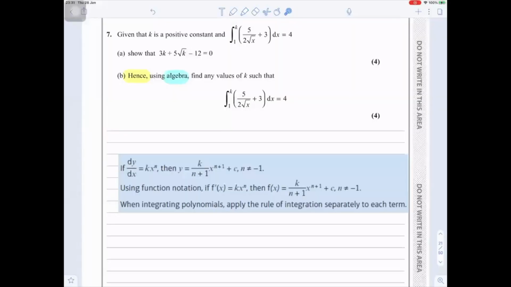Question number 7. Given that k is a positive constant and the integral from 1 to k of (5 over 2 root x plus 3) dx is 4, show that 3k plus 5 root k minus 12 equals 0.